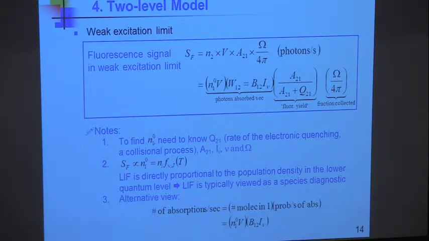How do I get greater absorption? Send in more light, look at a bigger volume. That's it. So photons out is photons in, fraction absorbed, fraction emitted, fraction collected. So we're getting close to what we want. We know this or can measure it. We know the Einstein coefficient. We know the laser intensity, or we can measure it. We know A. The only thing left is Q.